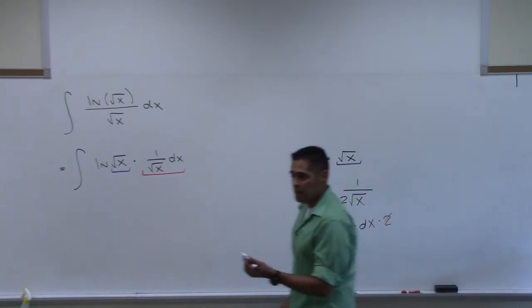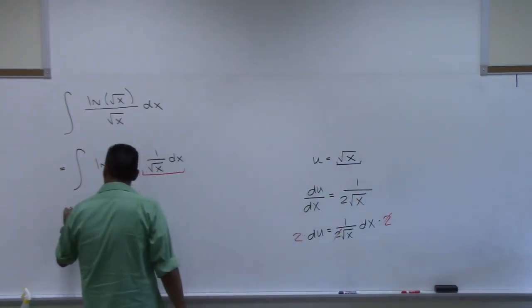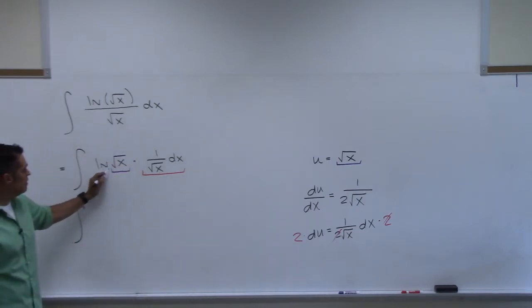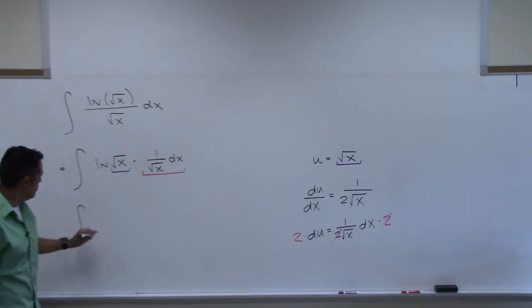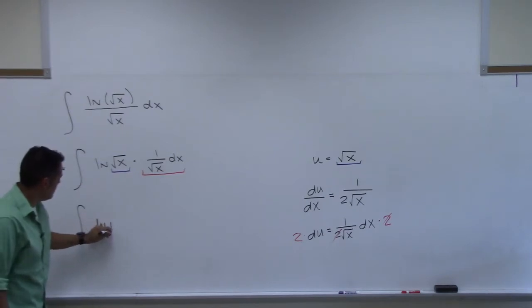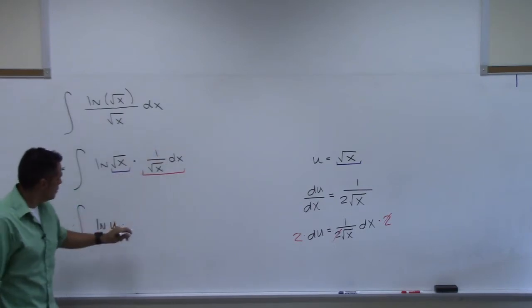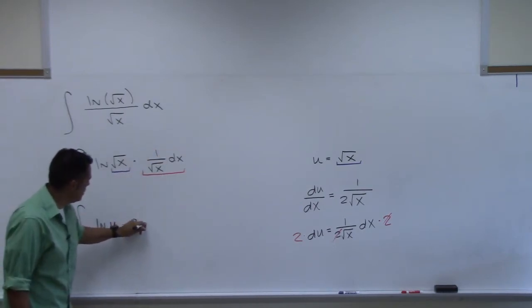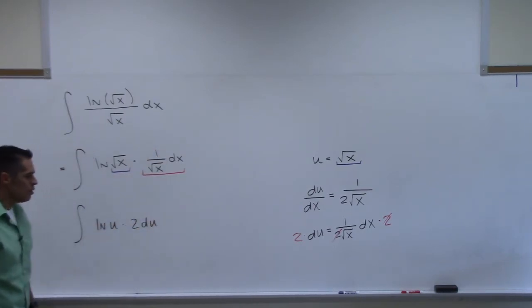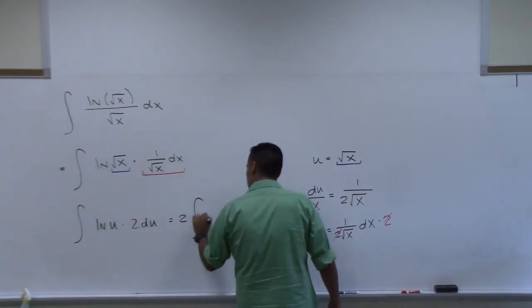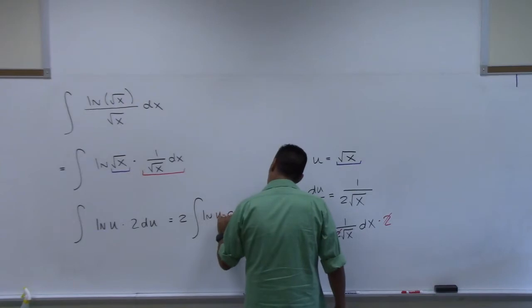So I'm going to rewrite the problem now. This becomes integral natural log of u times, what is all that? 2 du. I'm going to go one more step. 2 integral natural log of u du.